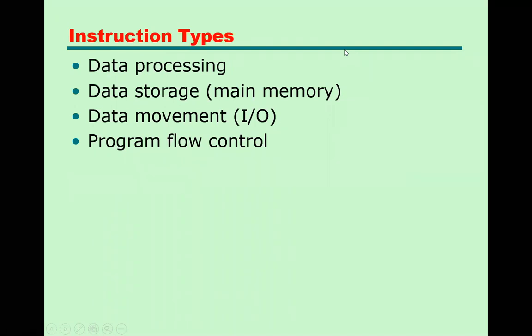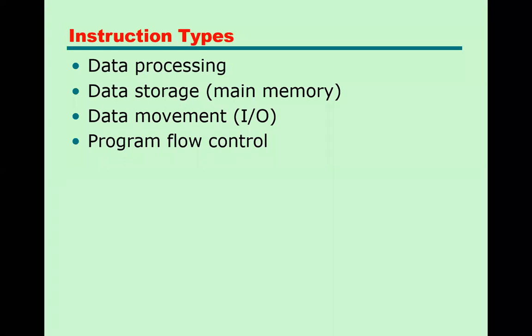And different stages. So, instruction types. In our previous program, you might have understood how different types of instructions are required for the execution of a program to get the result, like data processing, data storage, data movement. All these instructions we have seen.